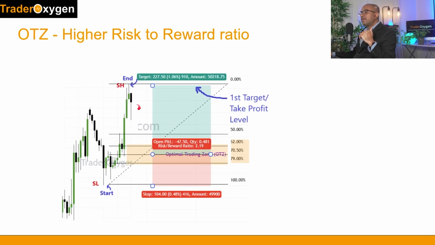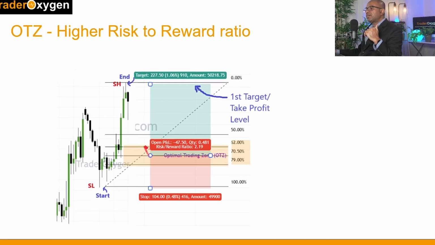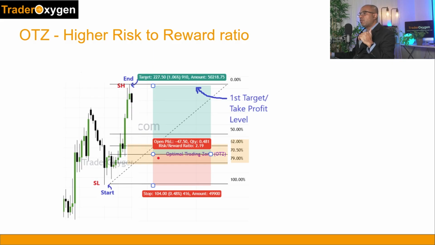So if you don't enter over here and you wait till the price comes down into the optimal trading zone, and you take your trade at Fib level 70.5, and you are targeting your first take profit just below this swing high, it will give you around a 1 to 2 risk to reward ratio. Now this is a good risk to reward ratio.